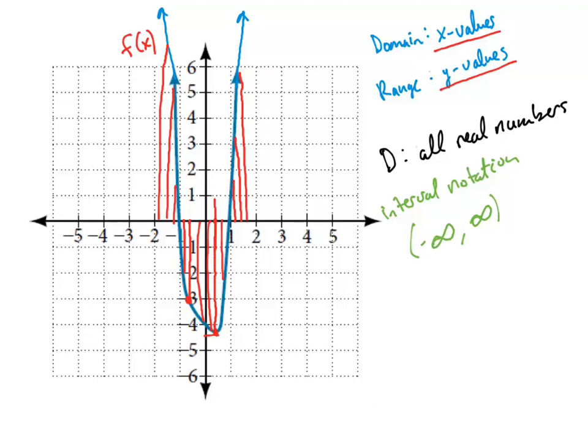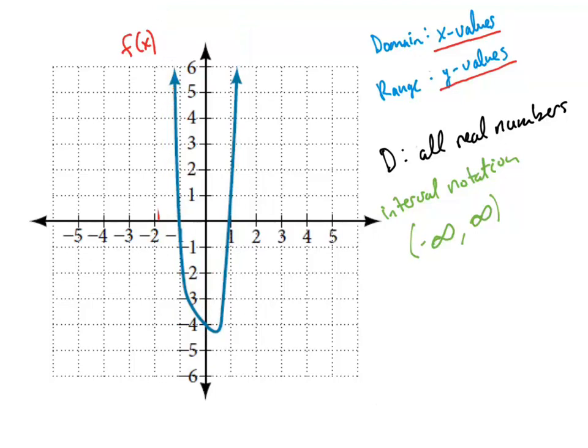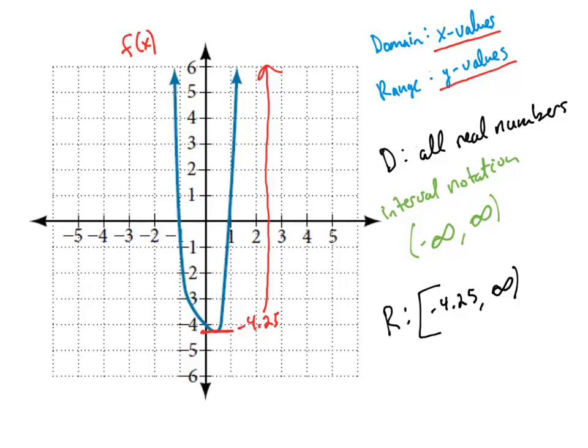Now let's think about what the range is. Let me erase what we had here. So the range is what y values this graph hits. The smallest y value looks like it's about here, maybe -4.25, but then it goes all the way up to positive infinity. So for the range, we're going to say from negative 4.25 up to infinity. Now the graph goes through the point at negative 4.25, so we're going to include that point in the range.